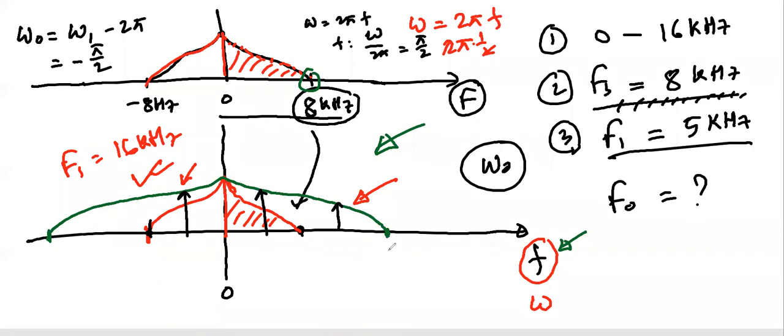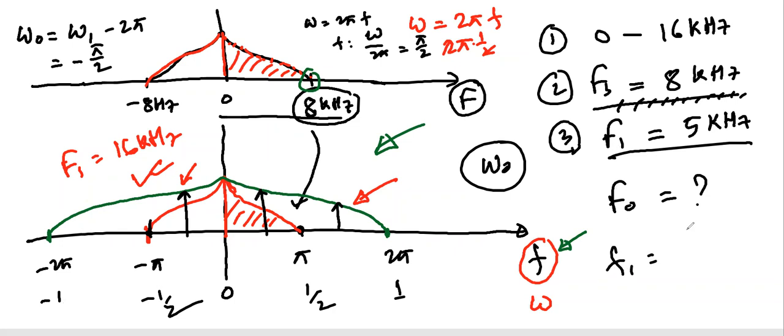Okay, this was from the omega scale. This is twice pi, that was pi, this is minus pi and minus twice pi. From the F scale, that was 1, this is half, this is minus half, and this is minus 1. Where is F1? Small f1 is equal to capital F1 divided by Fs.